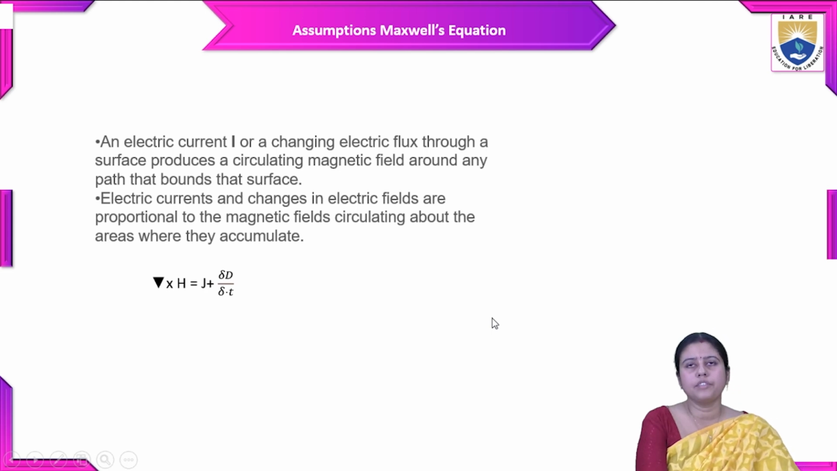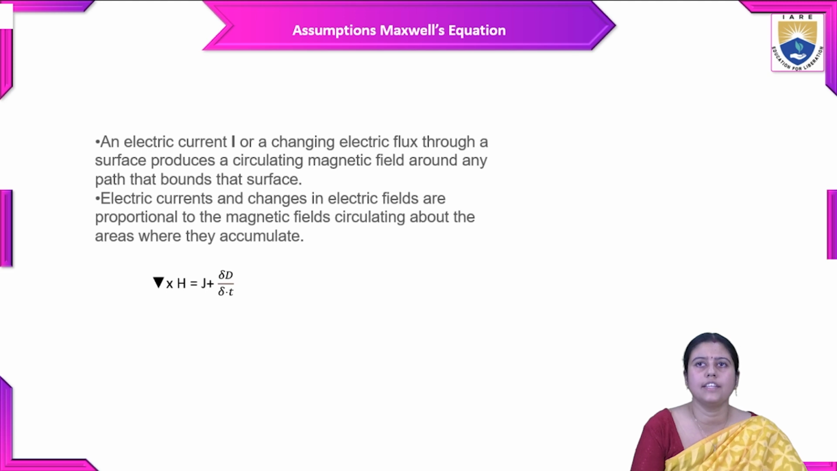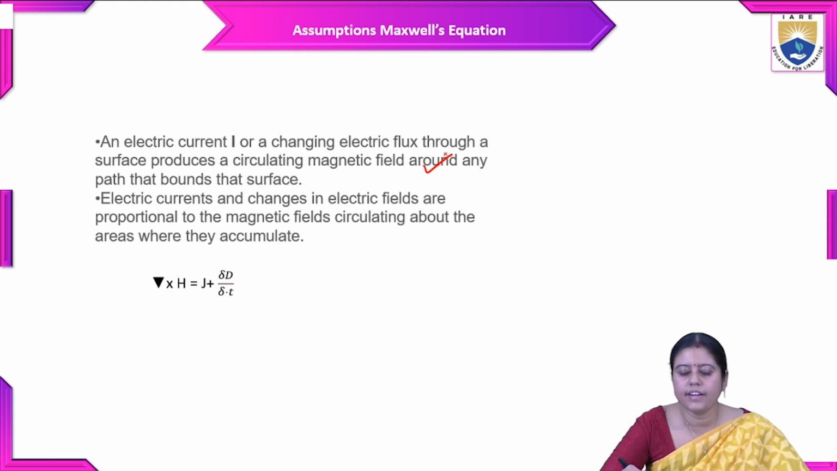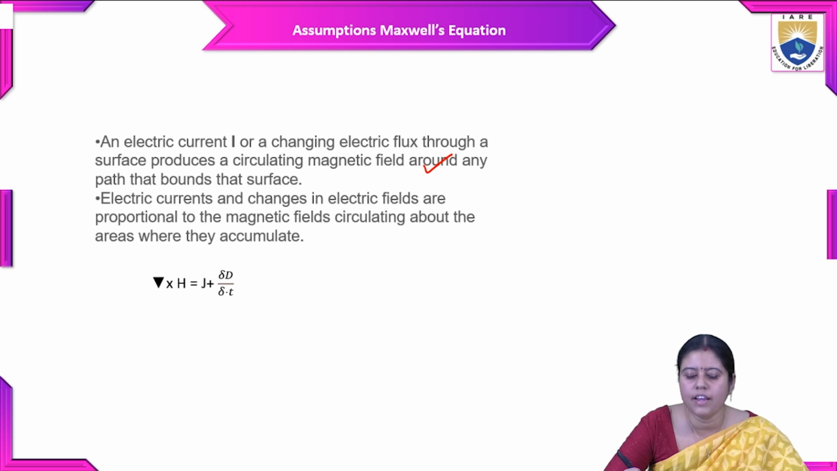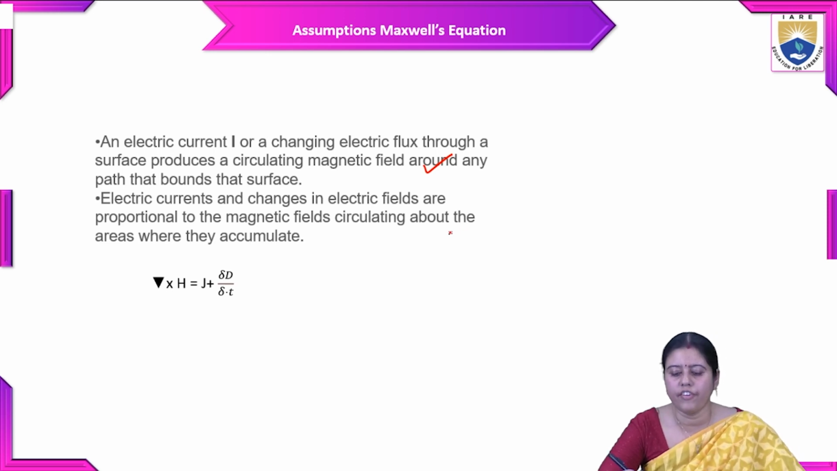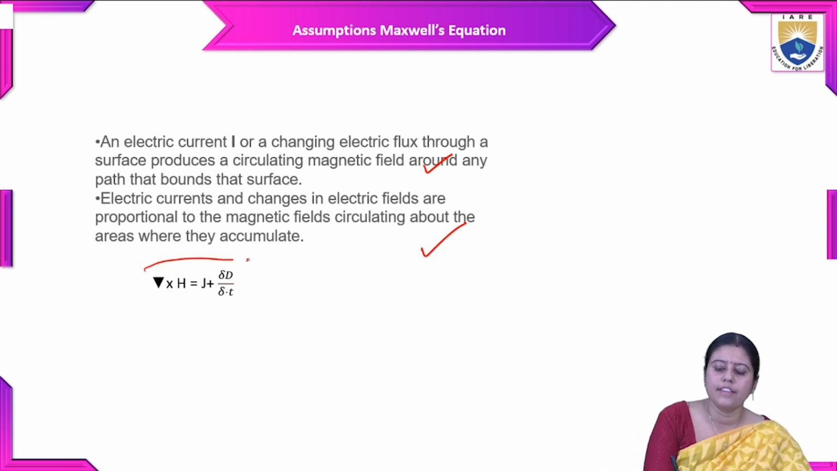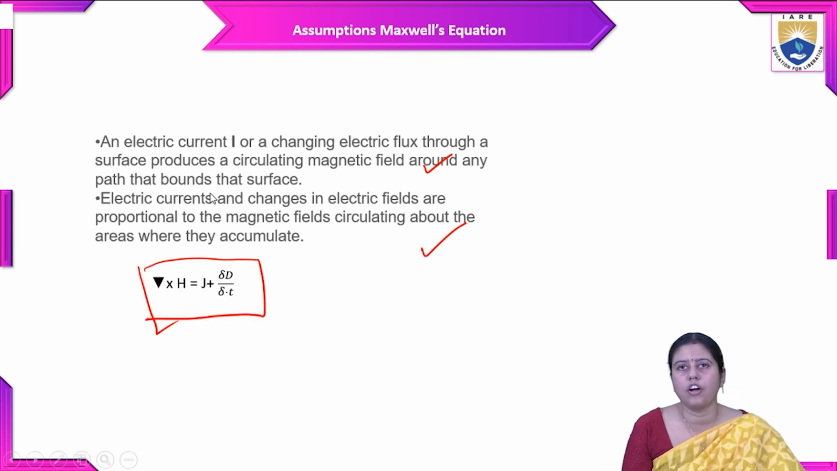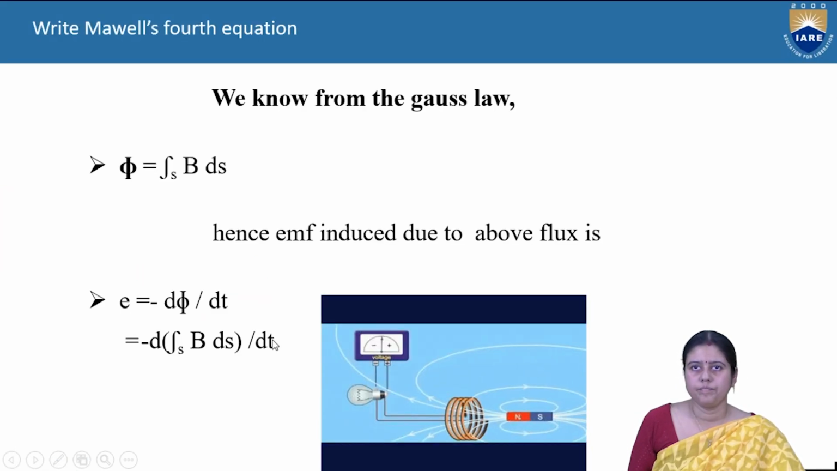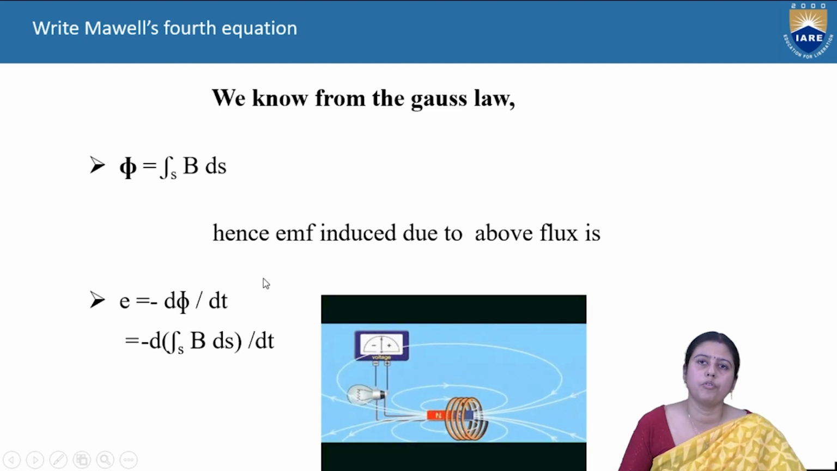So what are the assumptions we are taking? We are taking that the electric current I, or changing electric flux through a surface, produces a circulating magnetic field around the path. Electric currents and changes in the electric field are proportional to the magnetic fields about the areas where they accumulate. And we can write the modified form of grad cross H is equal to J plus del D by del T. Now the Maxwell's fourth equation.